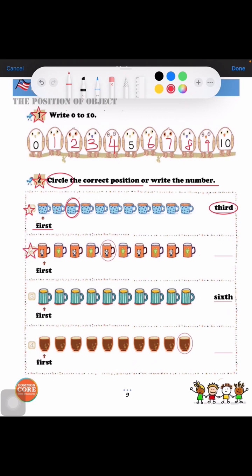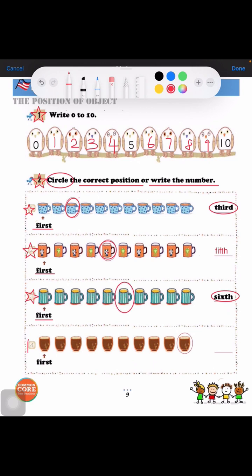So the one on the left is the first one, and then we need to find the position of this cup. So this is the first one, and then the second one, the third one, the fourth one, and the fifth one. So this cup is the fifth. And then next question, we need to circle the sixth cup. The one on the left is the first one, and then second, third, fourth, fifth, sixth. So this is the sixth one.